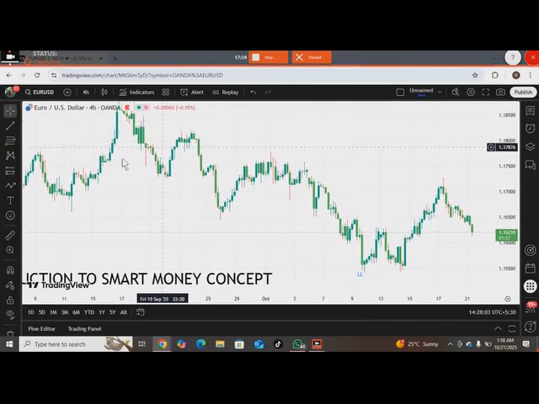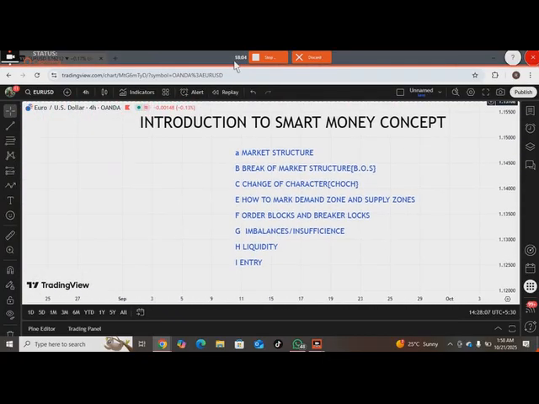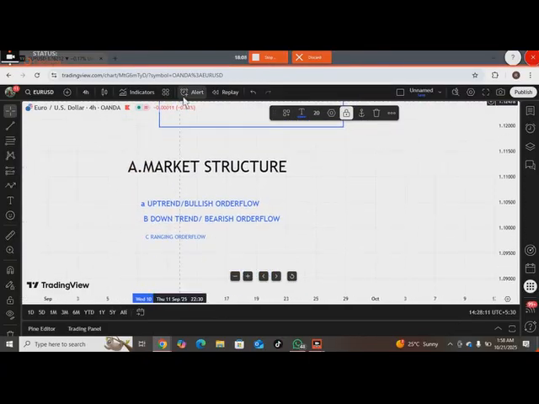So this is how a downtrend looks. I hope you understand. Now remember that we are in the first section, we are learning about market structure. And we have said we have three types of market structure. And the last market structure is ranging, or sometimes you can write swing order flow.